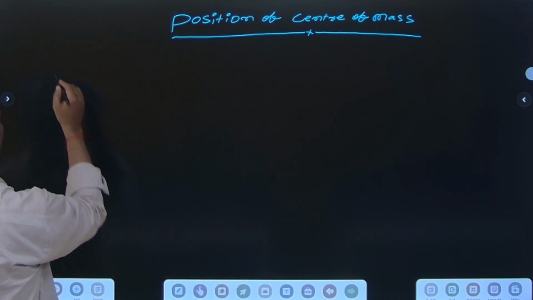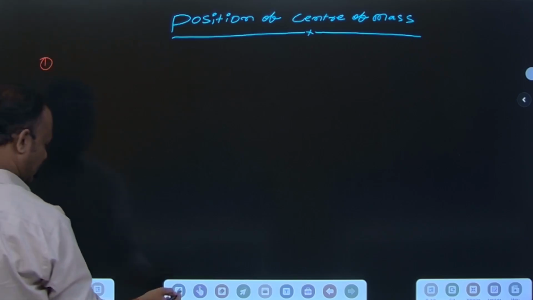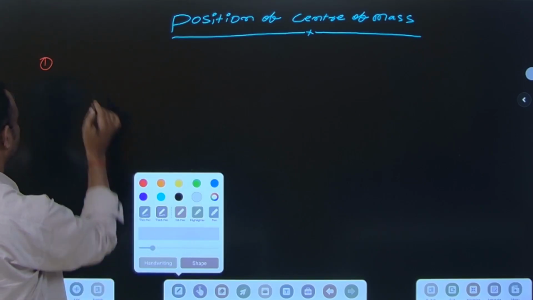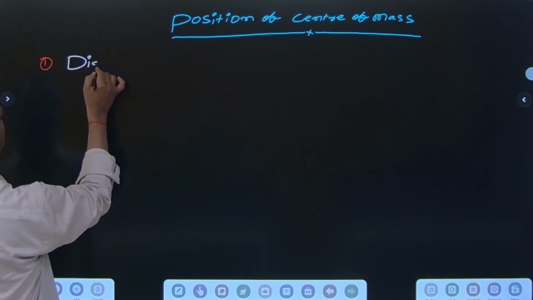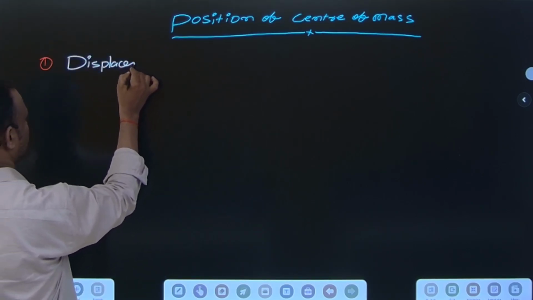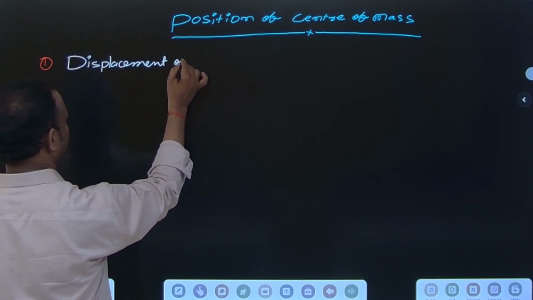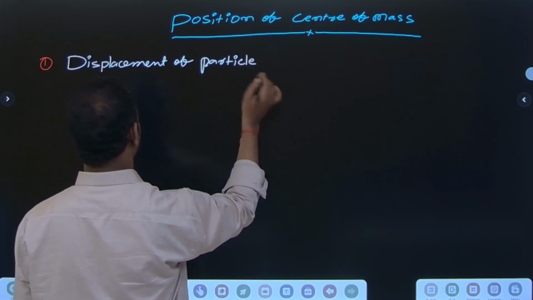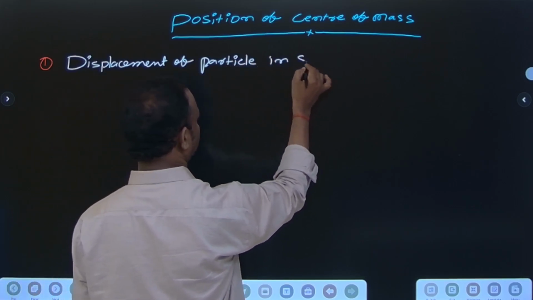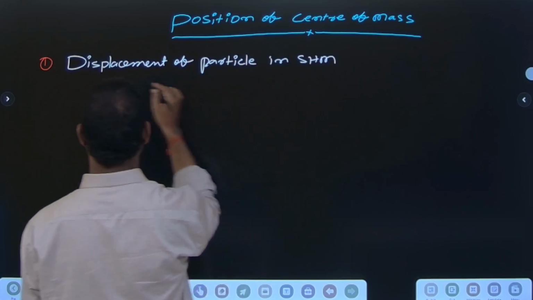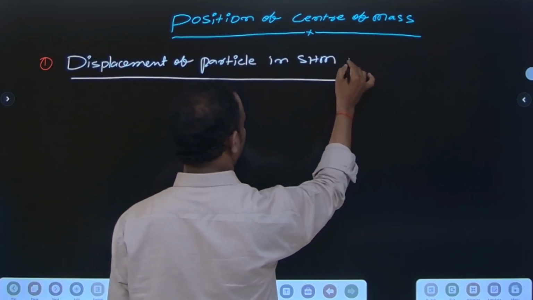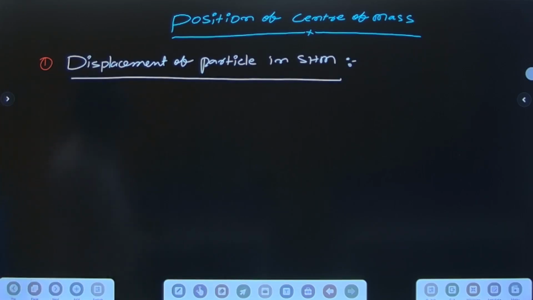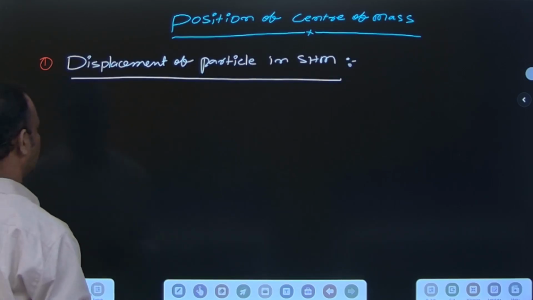First, the displacement of a particle in simple harmonic motion. Displacement of a particle in SHM, you can continue writing this.